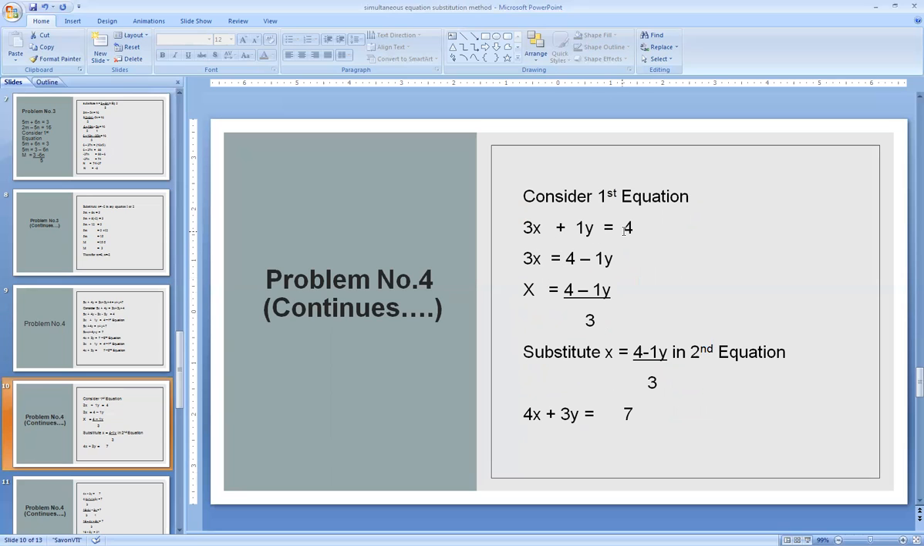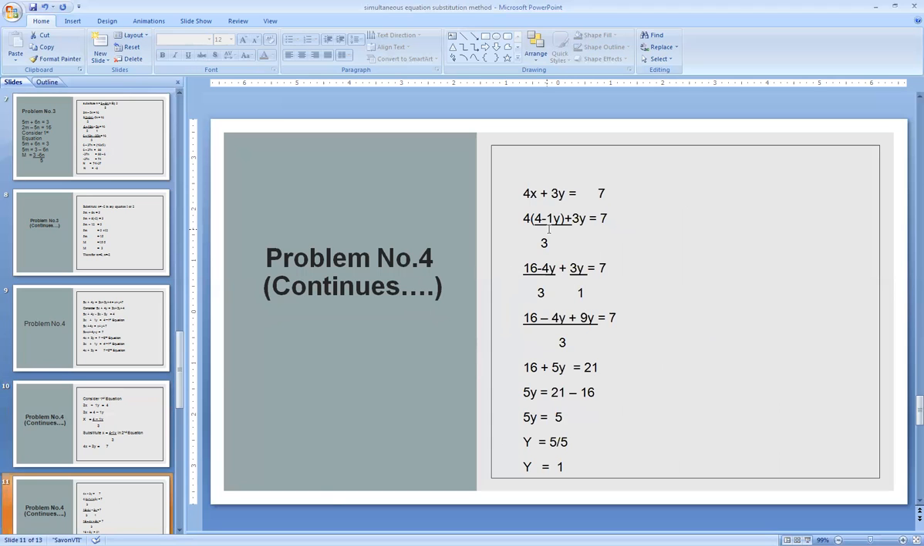Therefore, 3x equals, we have to retain 4 because we are going to substitute the value of x in the second equation. So 4, this plus y becomes minus 1y, x equals 4 minus 1y divided by 3. So this is nothing but the value of x to substitute. This has to be substituted in the second equation. The second equation is 4x plus 3y equals 7. Where there is x, we should substitute 4 minus 1y divided by 3. Now 4 into x substitution is 4 times 4 minus 1y divided by 3, plus 3y equals 7.